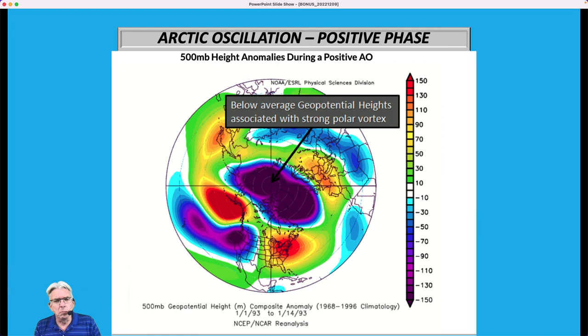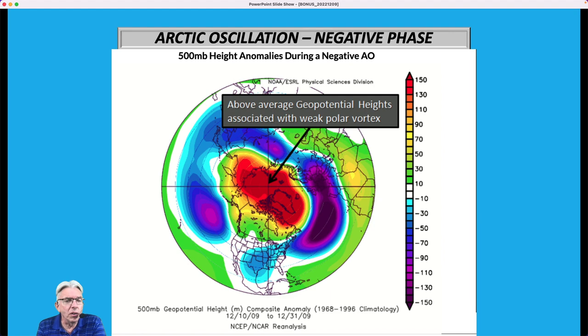So this is the positive phase, and in this type of situation, there are negative anomalies. In other words, the 500 millibar heights are much lower up near the North Pole than they normally are, and because of that, we end up having, for the most part, above normal heights through the eastern part of the United States. So the positive phase of the AO is usually not a good thing for winter weather lovers in North Carolina. Now, if we take a look at the negative phase, then it's a whole different ballgame.